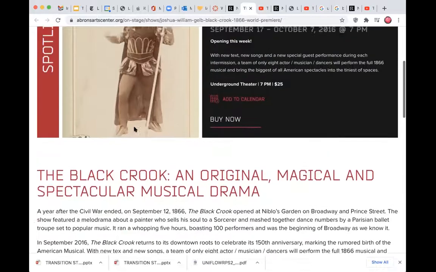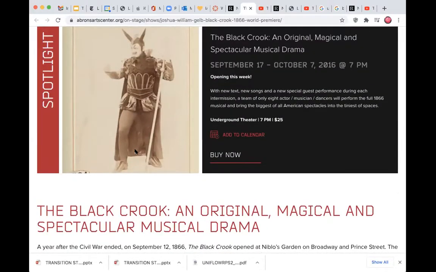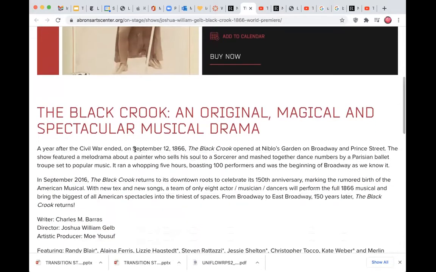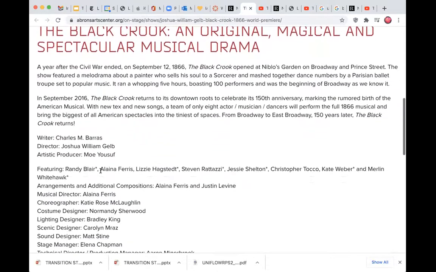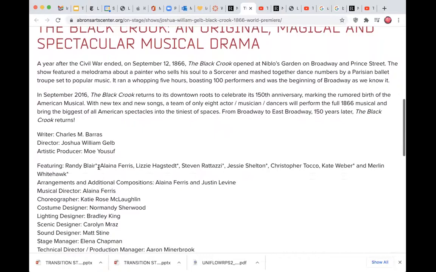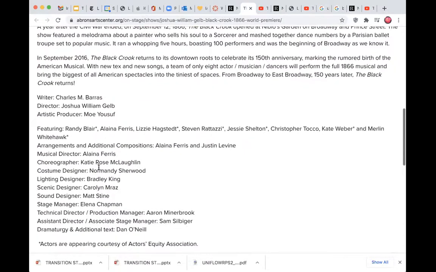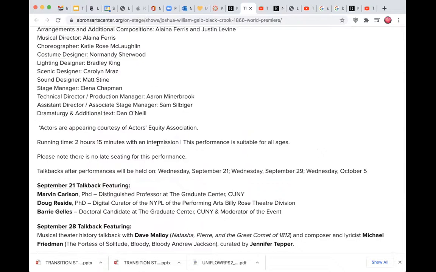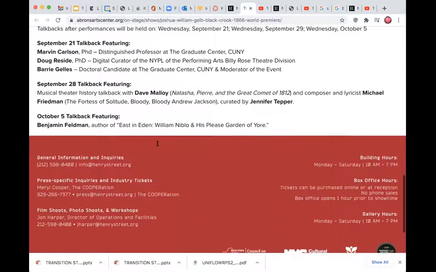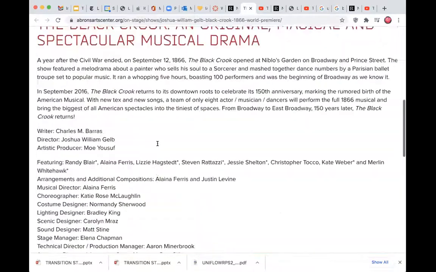So this is the revival. That's an image from the original performance, but then this is the revival that they did in 2016 featuring these people. You know that when you have an asterisk, it means that you've got an equity person, and it is in appearance in concert with Actors Equity, but I was hoping for a picture.